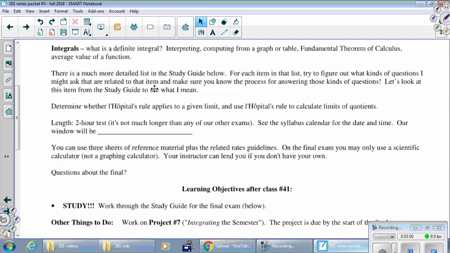There is a much more detailed list in the study guide that follows. For each item in that list, try to figure out what kinds of questions I might ask that are related to that item and make sure you know the process for answering those kinds of questions. Let's look at this item from the study guide to see what I mean. Determine whether L'Hopital's rule applies to a given limit and use L'Hopital's rule to calculate limits of quotients.